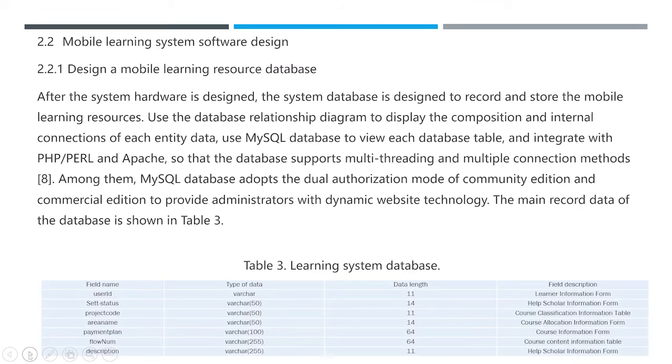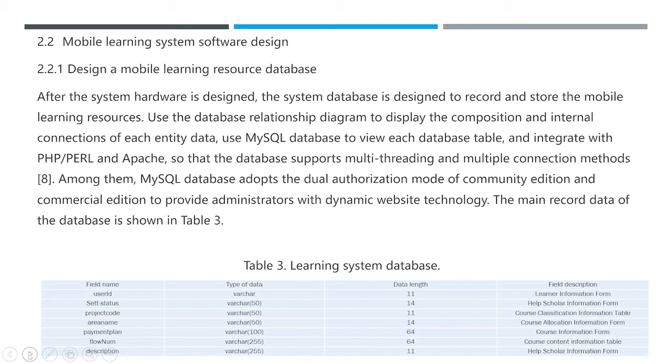Mobile learning system software design. Design a mobile learning resource database. After the system hardware is designed, the system database is designed to record and store the mobile learning resources. Use a database relationship diagram to display the composition and internal connection of each entity data.